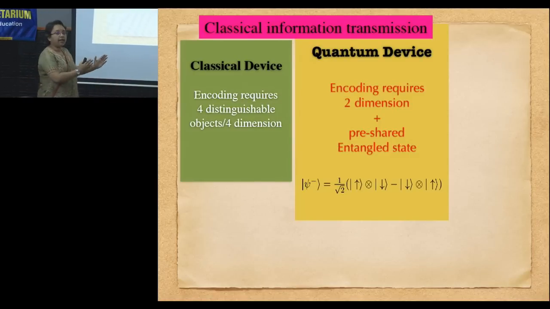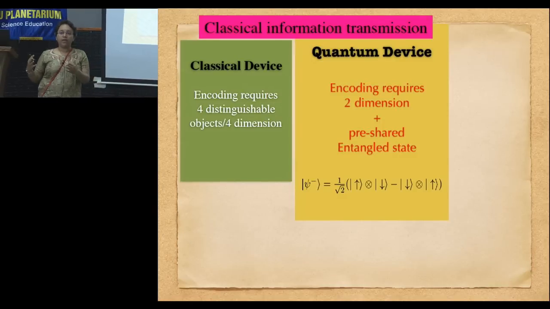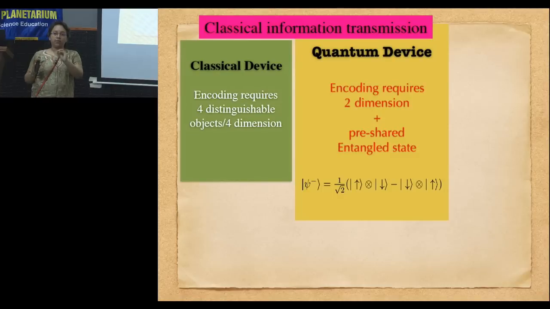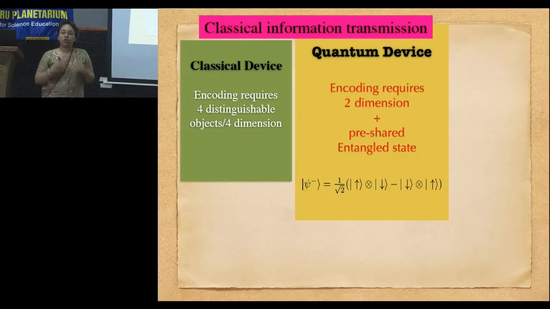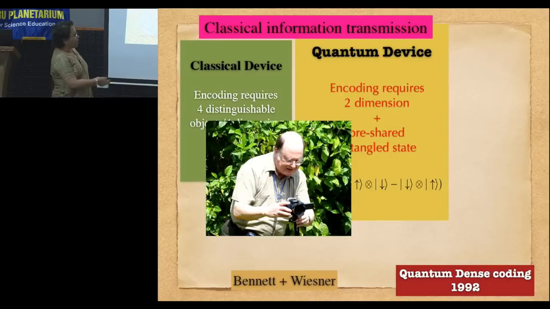So in a classical device, encoding can be done in a higher dimension. On the other hand, if you use a quantum device, you need a smaller system, or a smaller dimension, to encode your classical bits. And this protocol is known as the quantum dense coding protocol, which I am not going to discuss.